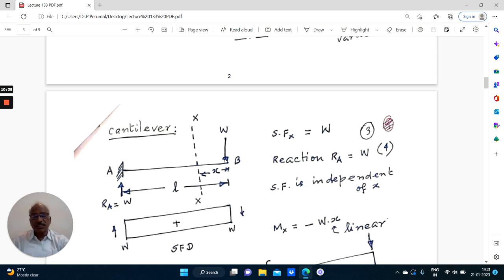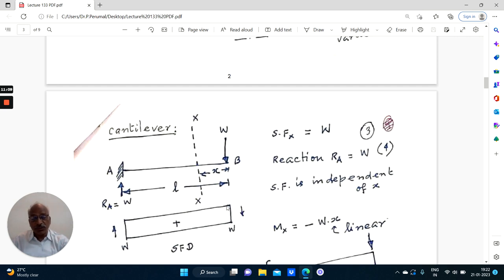So here, for the shear force, we have to go from the free end towards the fixed end. Consider a section XX at a distance x from the free end towards the fixed end. The shear force at section XX: to the right we have only W. That is the only force. So the shear force diagram will have a constant value, no variation.